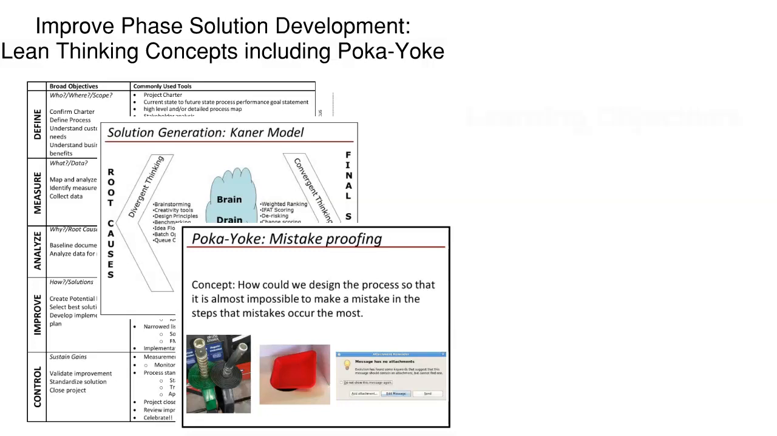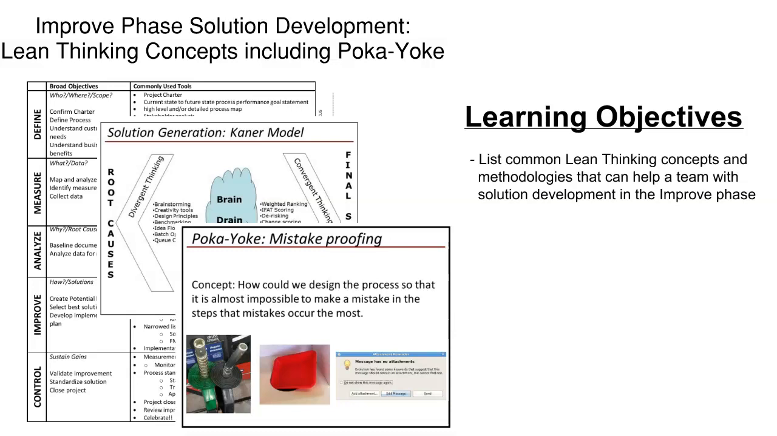The specific learning objectives are to identify and provide overview context for many of the common lean thinking concepts or methodologies that can help teams with idea and solution generation early in the improve phase of a domain project.